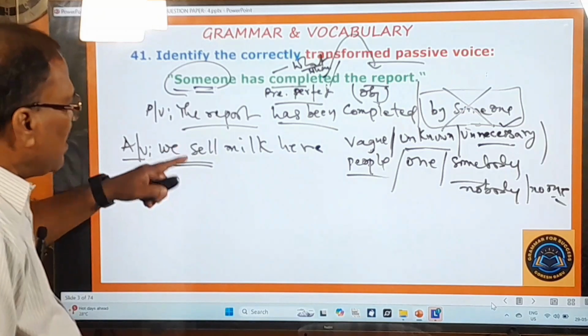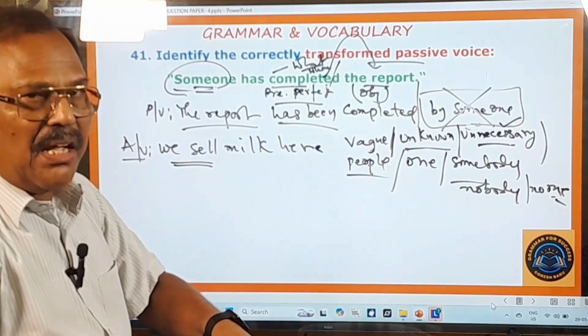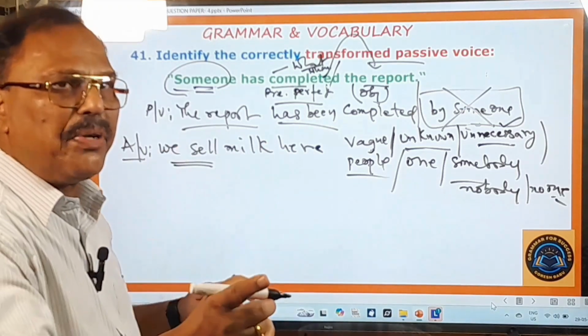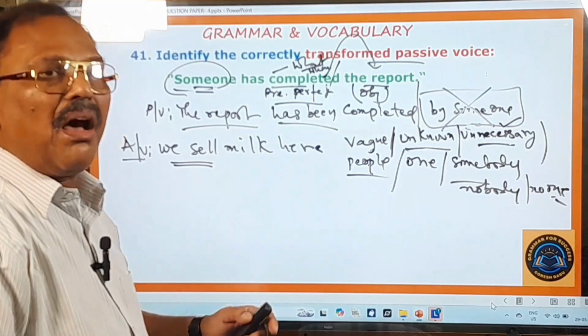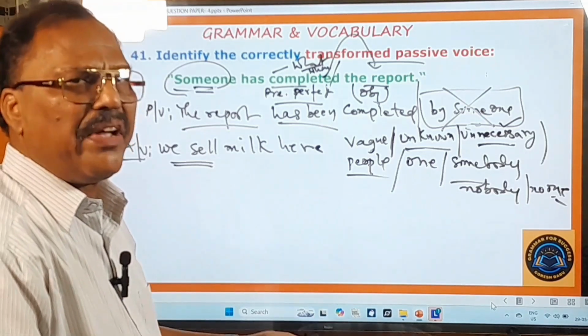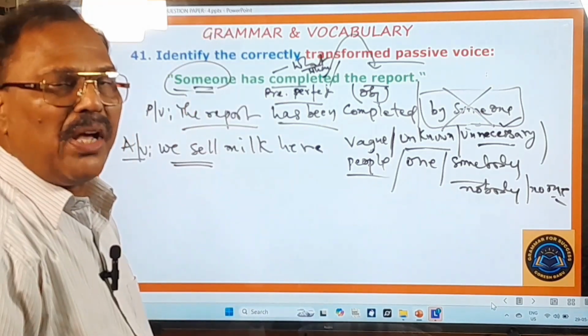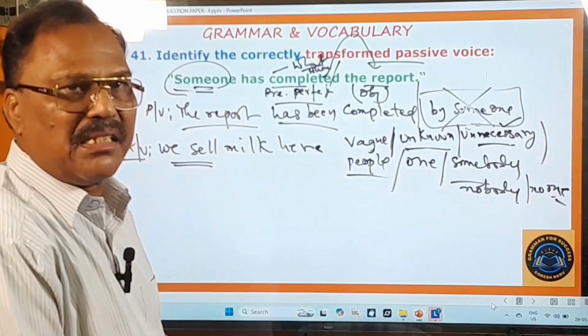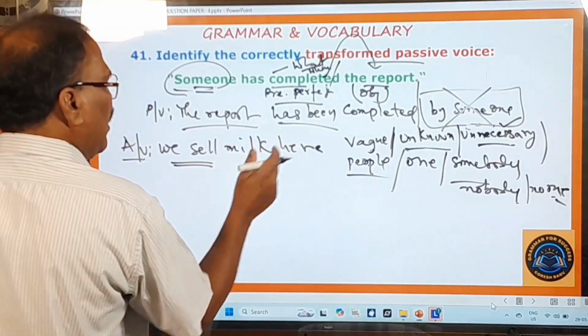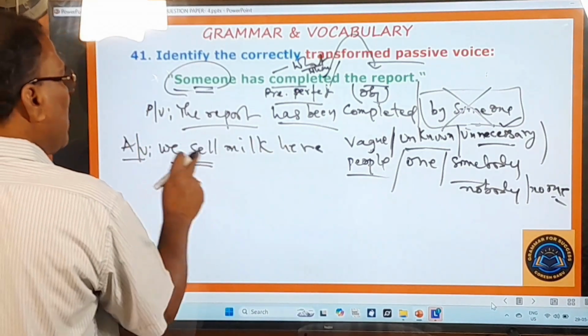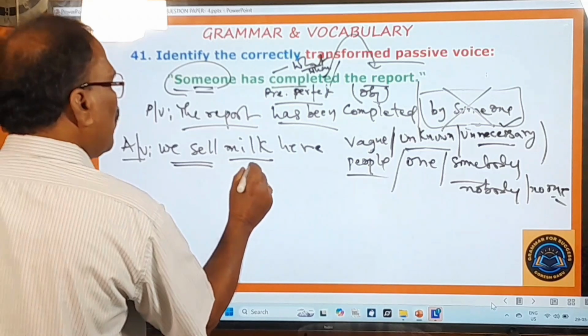So whenever you change the simple present into the passive voice, if the object is singular, is should be used. If the object is plural, are should be used. This rule you know very well. You please watch my video. In that I have given very clear details. And here, we sell milk here. What is the object of the sentence? We sell what? Milk. This is only the object.